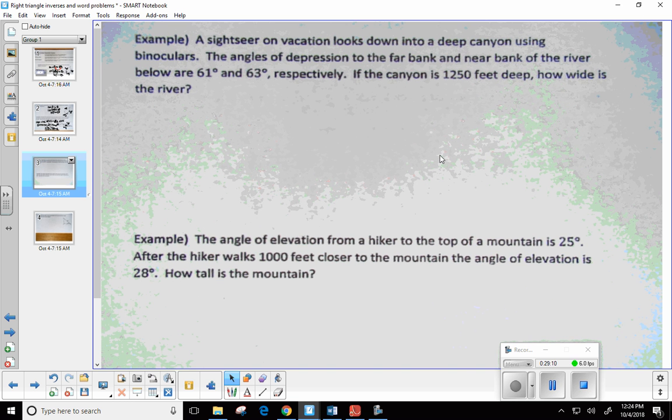Okay, and so the question says, a sightseer on vacation looks down into a deep canyon using binoculars. The angles of depression to the far bank and near bank of the river below are 61 and 63 degrees respectively. If the canyon is 1,250 feet deep, how wide is the river? And I'm going to give you all a minute so you can draw the diagram first. And then we can go from there.